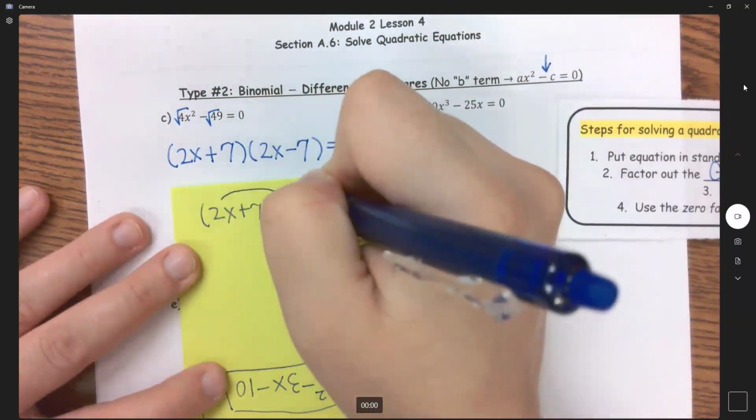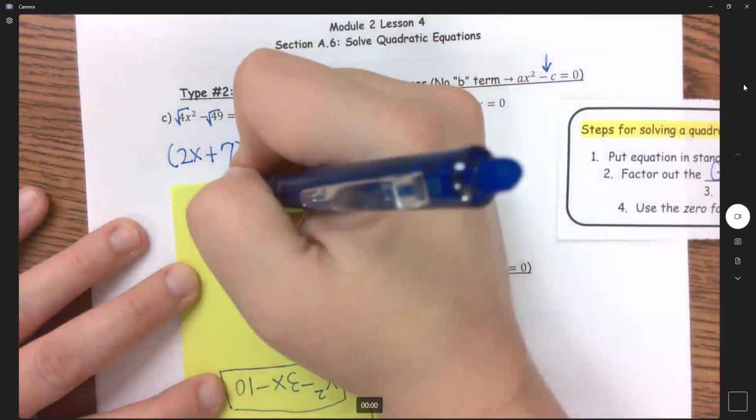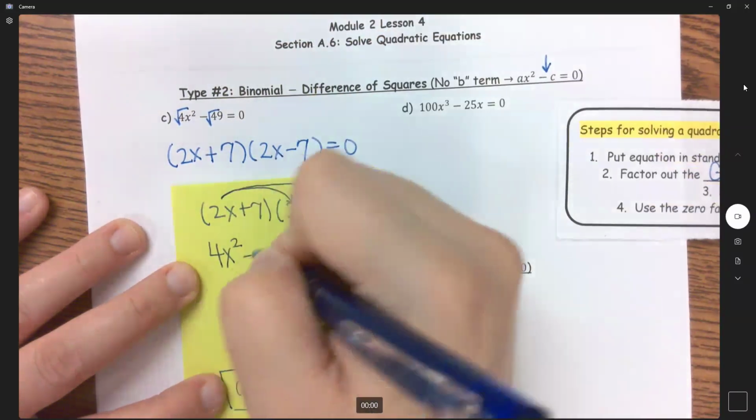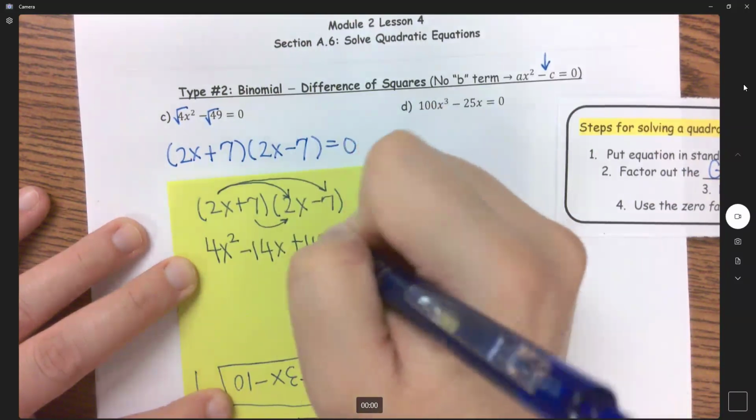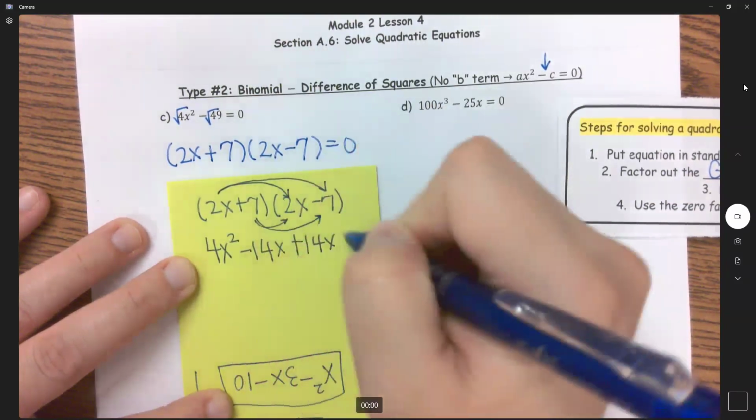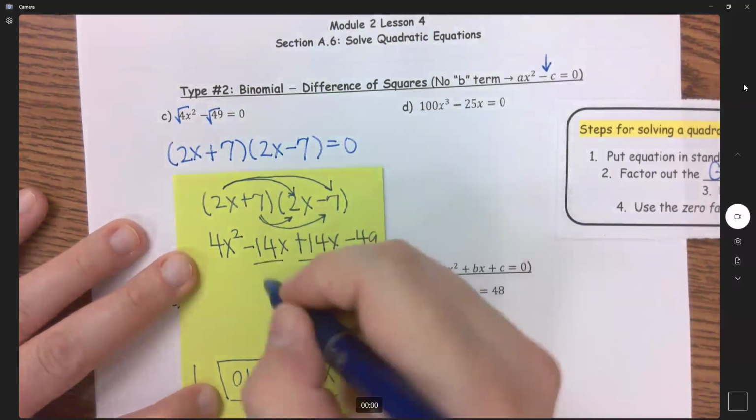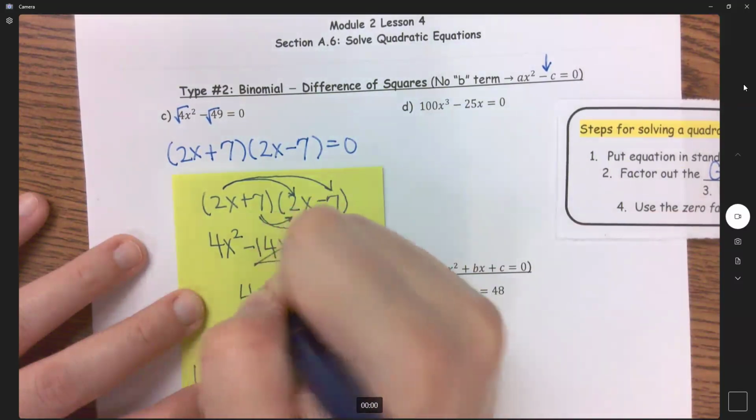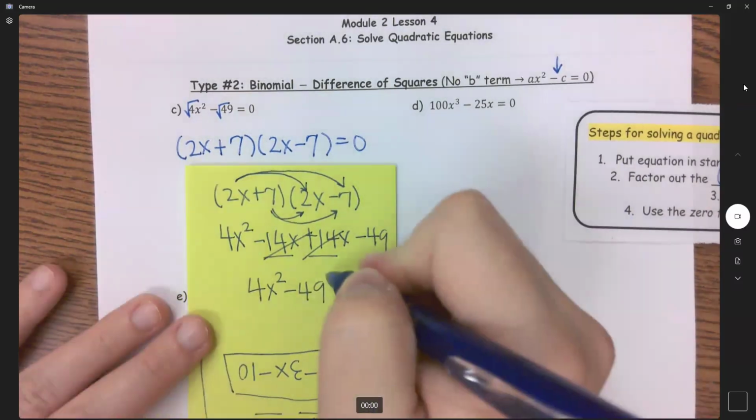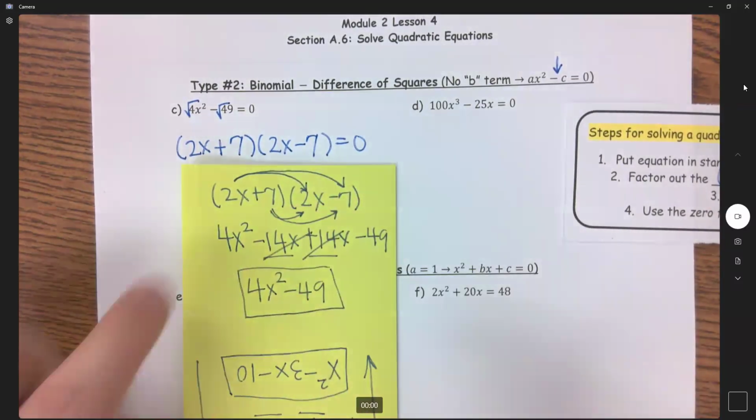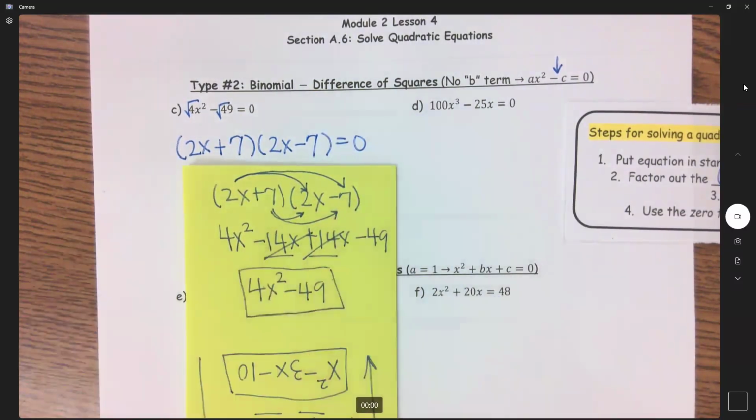So my first is 2x times 2x, which gives me 4x squared. My outer would give me negative 14x. My inner is 14x. And my last is negative 49. When I combine my like terms here, those are going to cancel, and I'm left with 4x squared minus 49. Because it's one plus and one minus, we get those middle terms to cancel out right there.